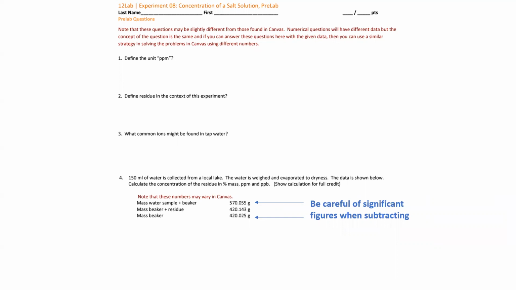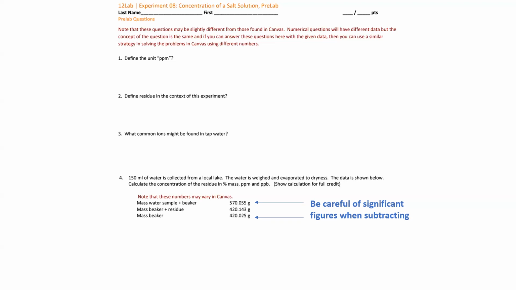Question number 4 says 150 milliliters of water is collected from a local lake. The water is weighed and evaporated to dryness. The data is shown below. Calculate the concentration of the residue in percent by mass, parts per million, and parts per billion. Show all your calculations for full credit.